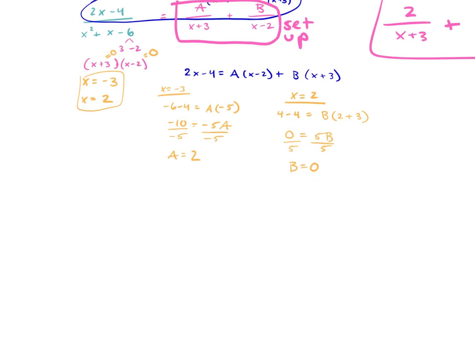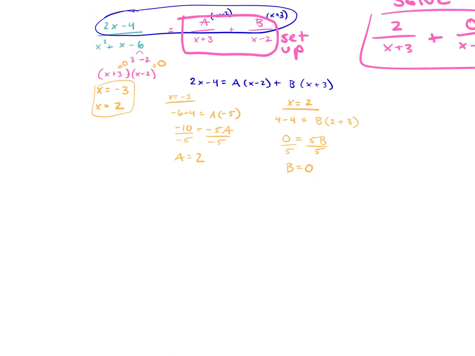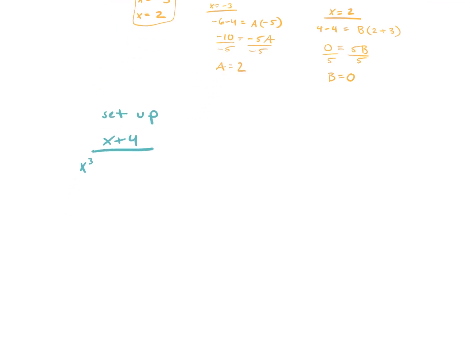One more that I want to do with you guys, just to practice this. We're going to set it up. Let's say we had x plus 4 over x to the third power minus 6x squared plus 9x. So if we were to set this up, what should we do first?